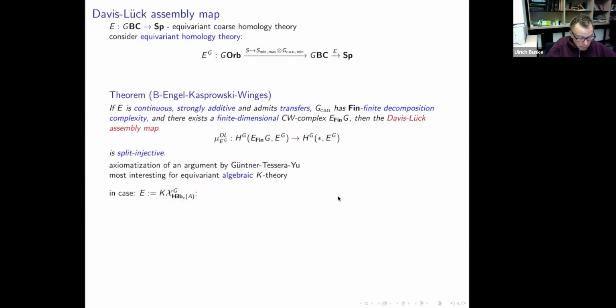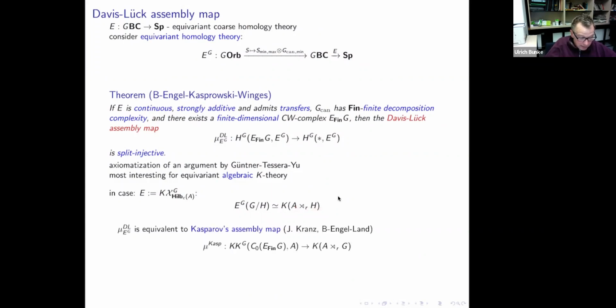And if we do so, then as we have seen before, we get really the functor constructed by Davis-Lück. So the value of this functor on the orbit category is just the K-theory of the reduced crossed product of the C-star algebra A with the stabilizer. So this is the functor appearing in the paper of Davis-Lück.